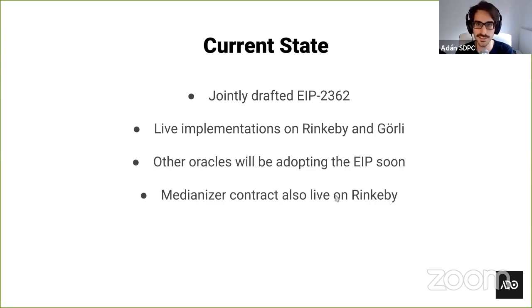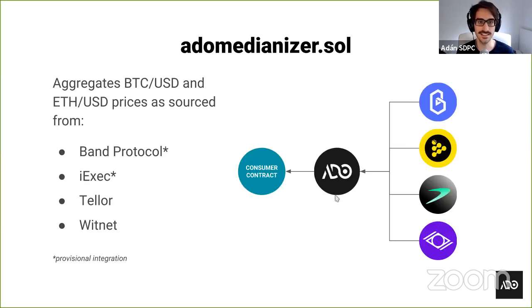So basically, what's the current state of this EIP, and how are things for the ADO? We jointly drafted the proposal, EIP-2362, and there are already live implementations on Rinkeby and Goerli, as Nick showcased. Soon, other oracles will also be adopting the EIP. And there's this medianizer contract that Nick showed. It's this ADO medianizer that aggregates BTC USD and ETH USD as sourced from Band Protocol, iExec, Teller, and Witnet. So when you enter the ID of a price data point, you're actually reading from contracts that rely on those 4 decentralized protocols for resolving the query.